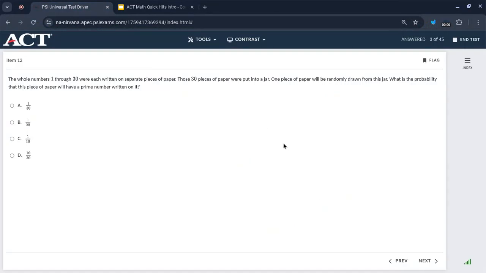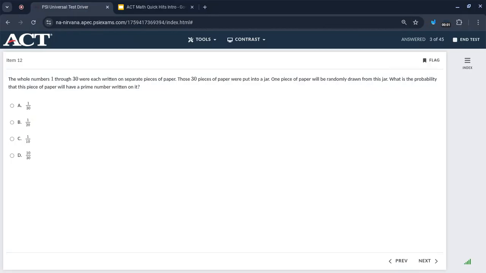All right, so this one says whole numbers 1 through 30 were written on separate pieces of paper. Those 30 numbers were put into a jar. One piece of paper will be randomly drawn from the jar. What is the probability that this piece of paper will have a prime number written on it?